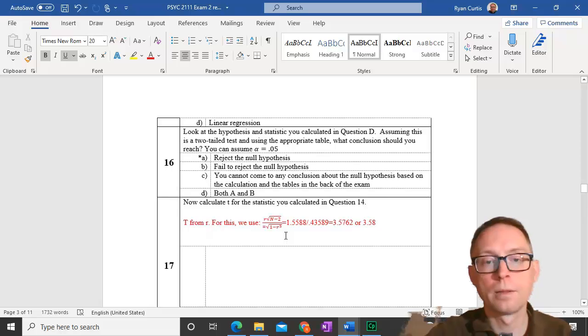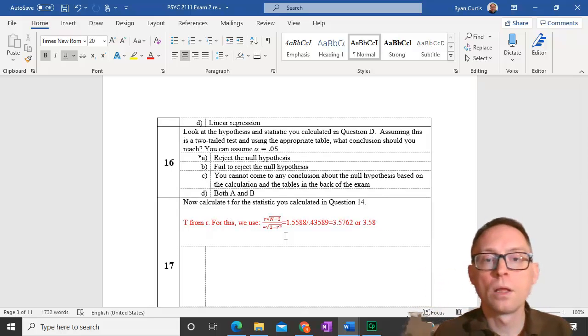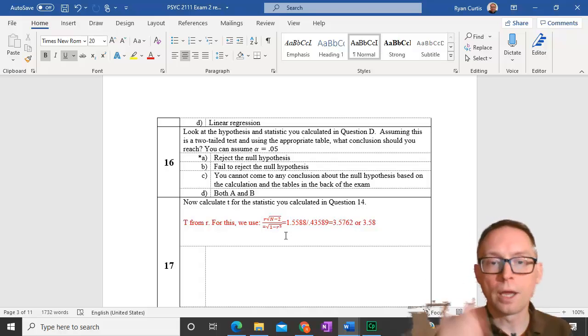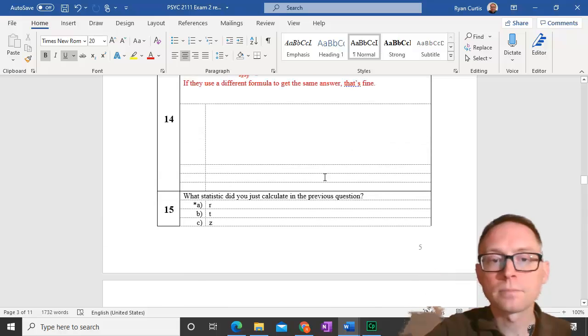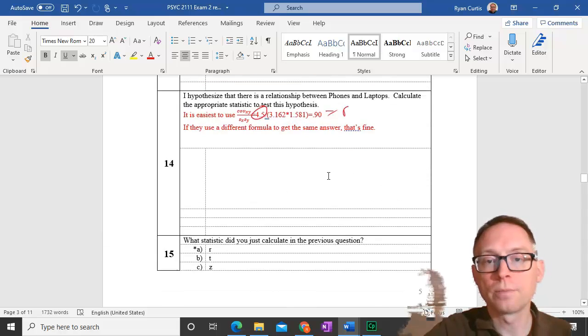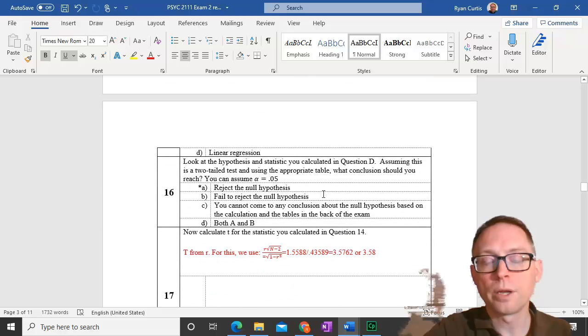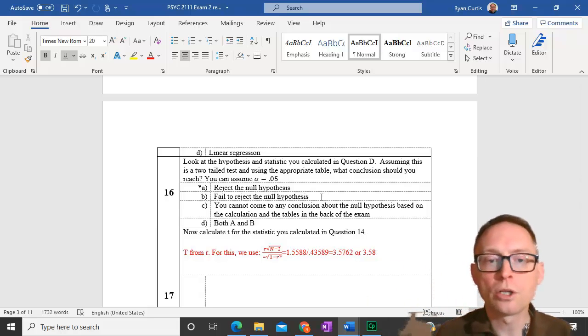Number 16. All right, so in the previous one, we calculated Pearson's r. We calculated Pearson's r of 0.90, right? r equals 0.90. That's what we did. Okay, assuming it's a two-tailed test, using the appropriate table, what conclusion should you reach?